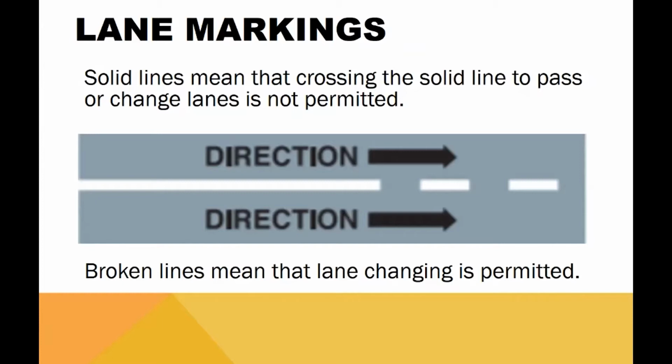But if you see the lane change and move into a broken line, that means that lane changing is permitted. You can go and pass another vehicle if it's safe to do so. If there's nobody in that other lane and you want to switch over because you're preparing to turn, then you can do that only when it's at that broken line.